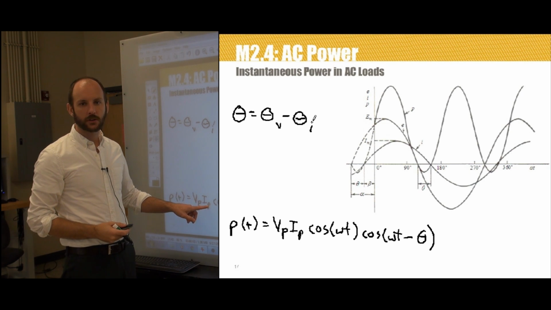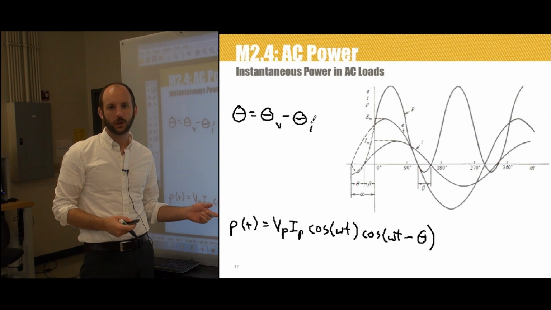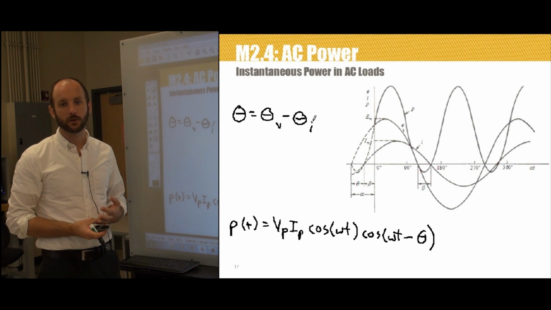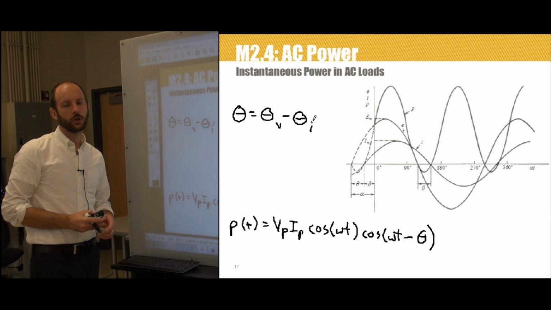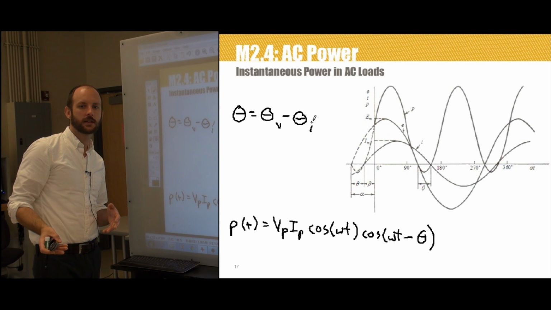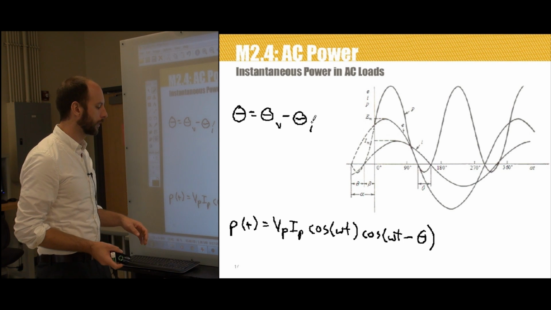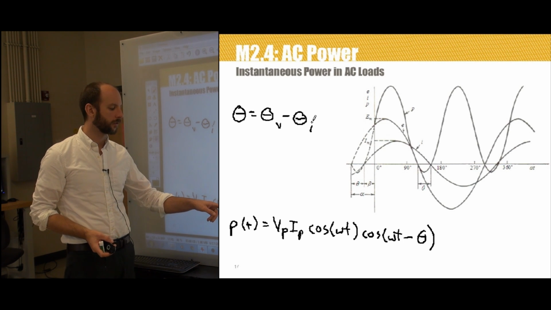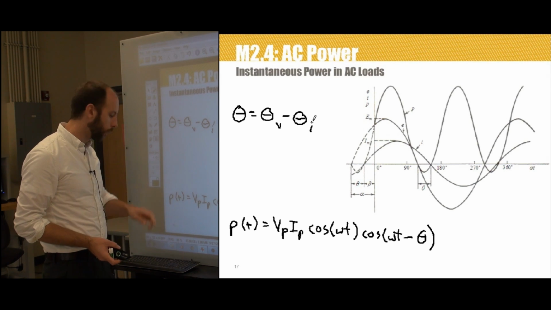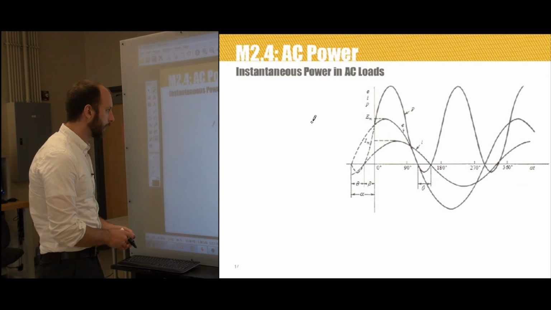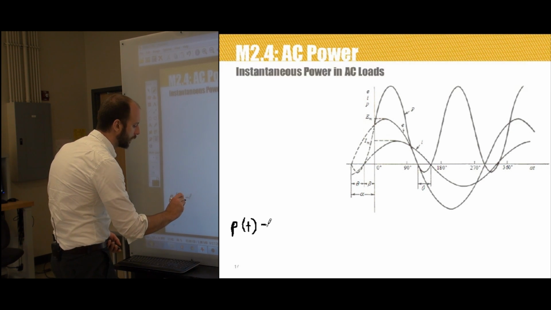Using some trigonometric identities, we can rewrite this result. And we do this to get what we call the standard equation for instantaneous power. I'm not actually going to apply the trig identities. We could waste half an hour doing that. I'm just going to give you the result of applying these trigonometric identities of cosine of theta times cosine of theta minus phi.